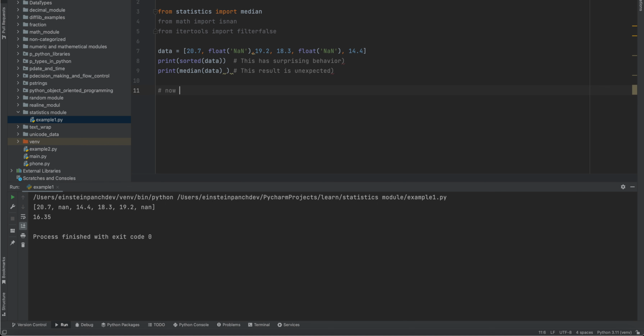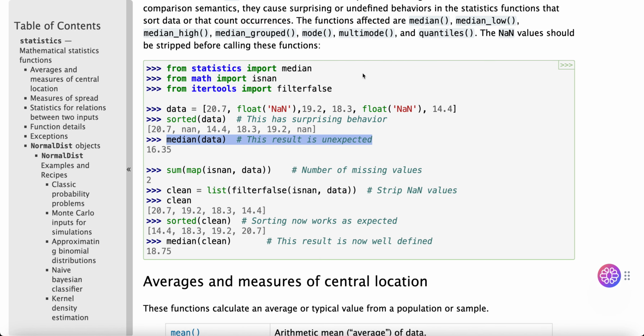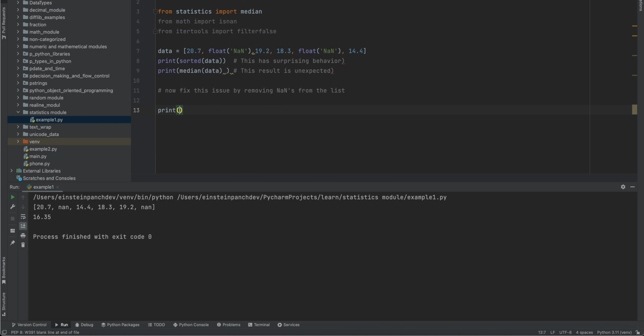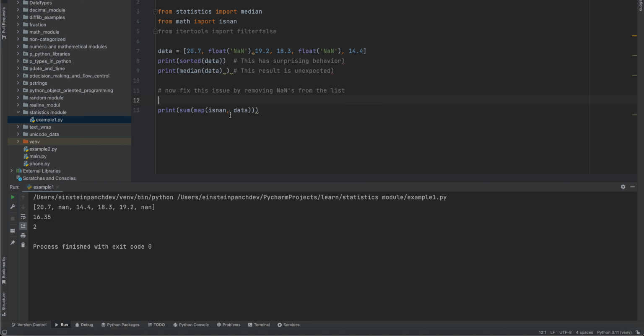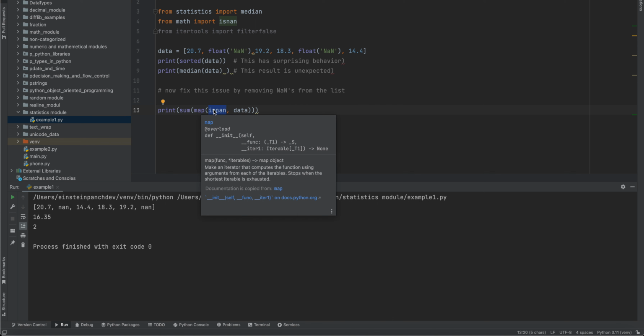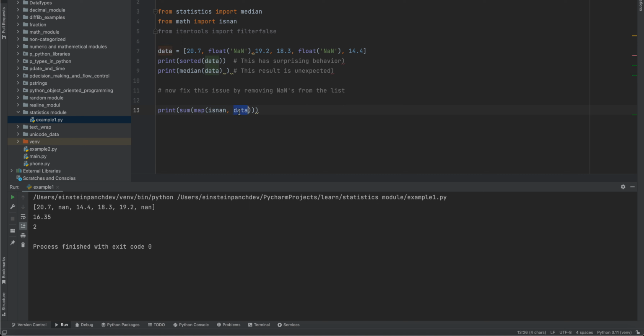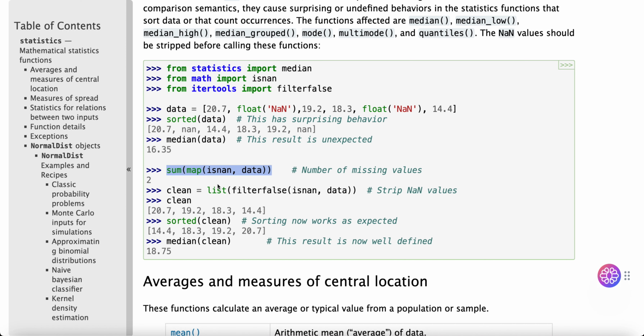So now fix this issue by removing NaNs from the list. So sum of map isnan over data. Print sum of map isnan data, the number of missing values, 2.